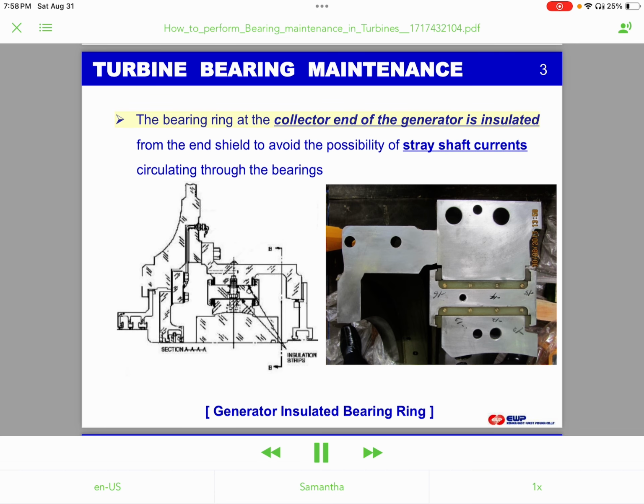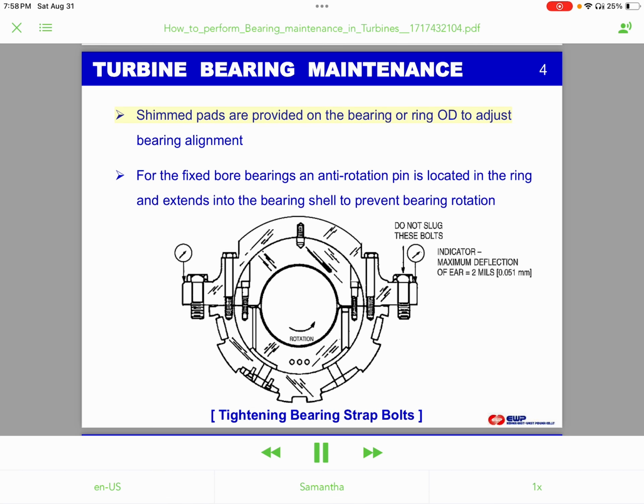2. The bearing ring at the collector end of the generator is insulated from the end shield to avoid the possibility of stray shaft currents circulating through the bearings. Generator insulated bearing ring. 3. Shimmed pads are provided on the bearing or ring OD to adjust bearing alignment. For the fixed bore bearings, an anti-rotation pin is located in the ring and extends into the bearing shell to prevent bearing rotation. Tightening bearing strap bolts.